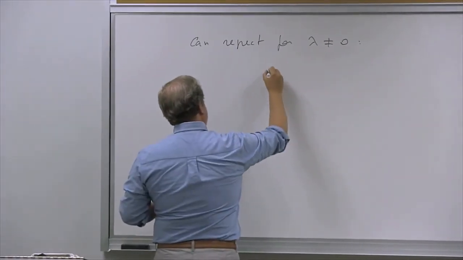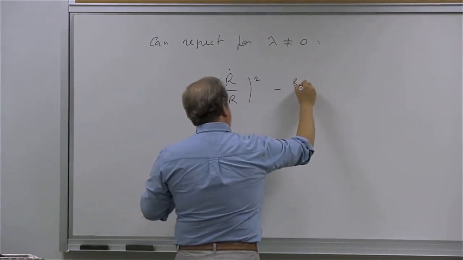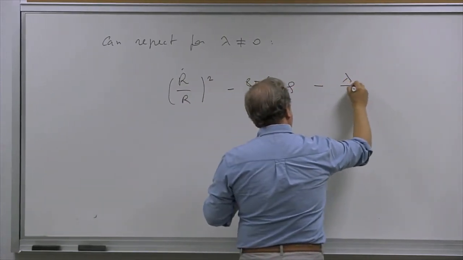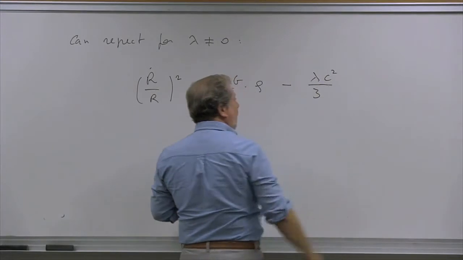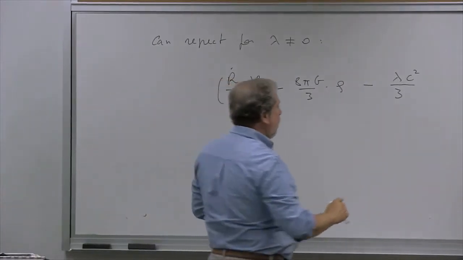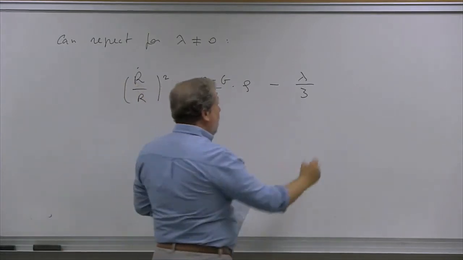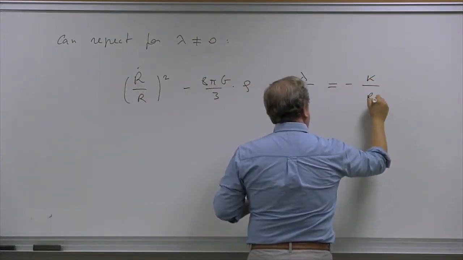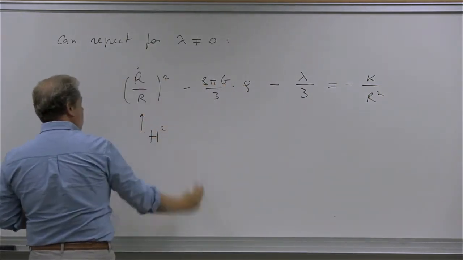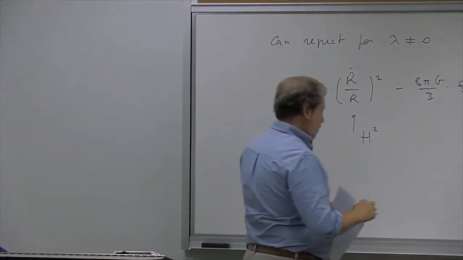And so for lambda different from 0, we have r dot over r from the first field equation squared minus 8 pi G over 3 times rho. And now we have the new term, which is lambda over 3. By the way, if you put in the speed of light, there is a lambda c squared term there, so the lambda term is in fact a relativistic correction. We have a system of units where c is 1, so we don't put the c squared. And this is equal to minus k over r squared. Again we repeat the same exercise: this is just equal to H squared, the Hubble constant, which is not a constant, it is a function of t.